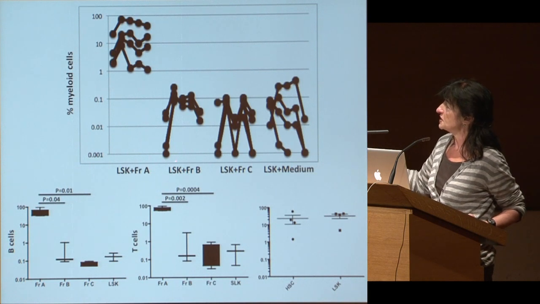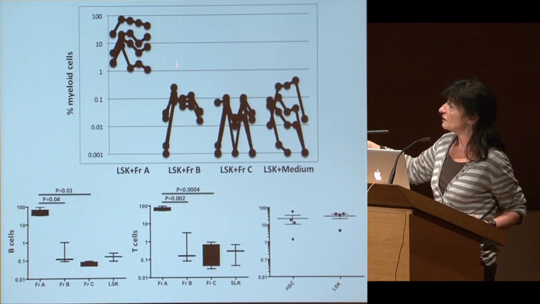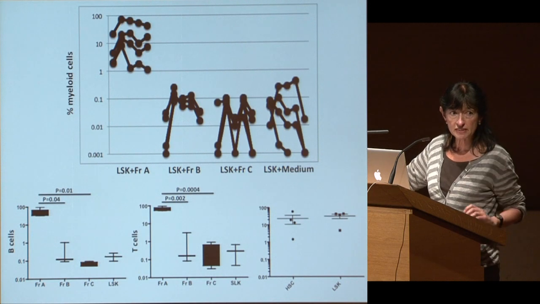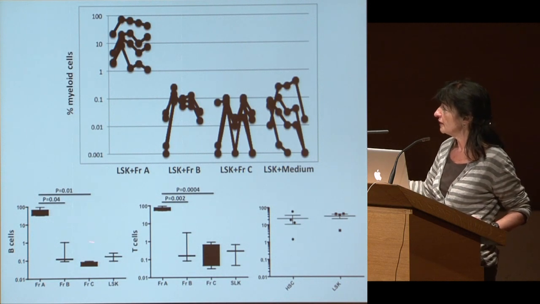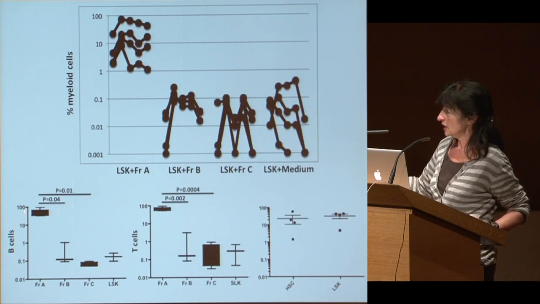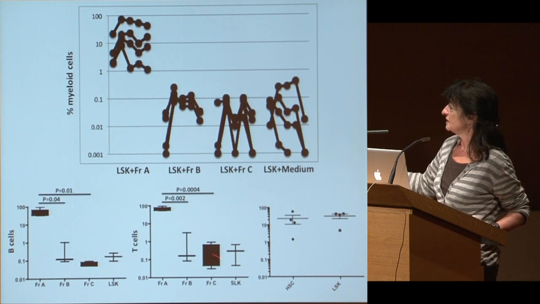LSKs grown on top of fraction A. Fraction B, endothelial cells. Fraction C, medium alone. So you only get long-term reconstitution in the cells that were incubated on top of fraction A. This is the number of B lineage cells that you find in the spleens of those animals. And of course, this is highly significant.